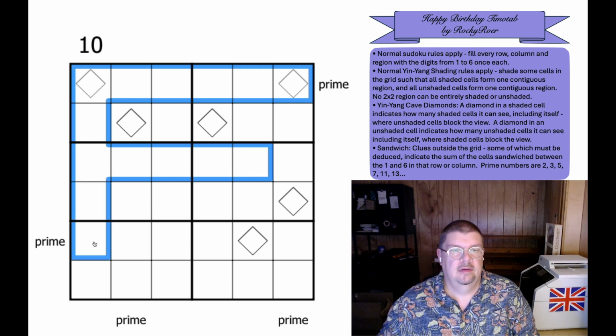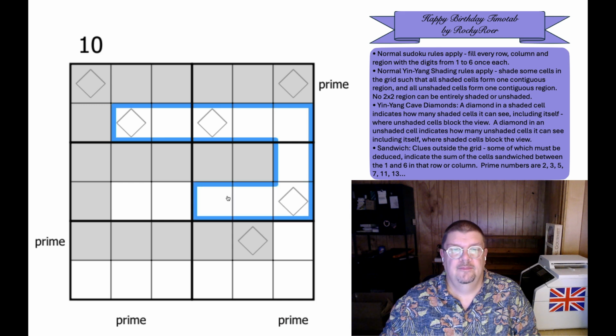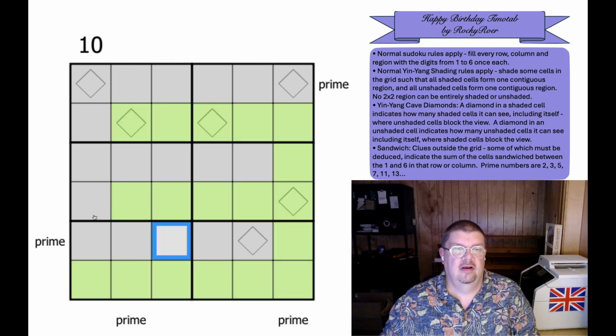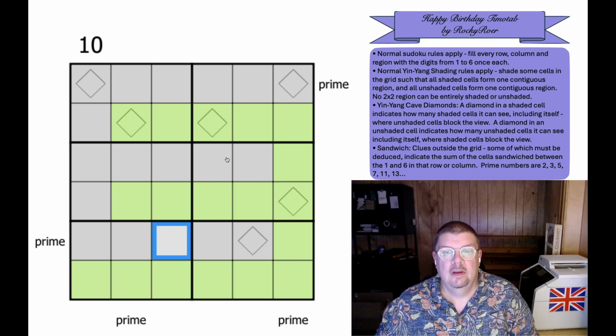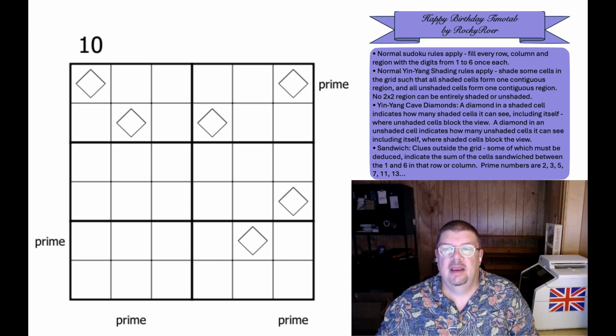Yes, that's going to work. So give those one color, give this another color, and we can see that all of the gray cells are connected along edges, and all of the green cells are connected in the same way, and there's no 2 by 2 in the grid that is all of one color. Okay, let us clear that. Right, Yin-Yang Cave Diamonds.